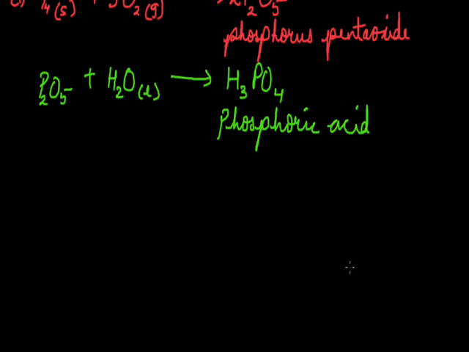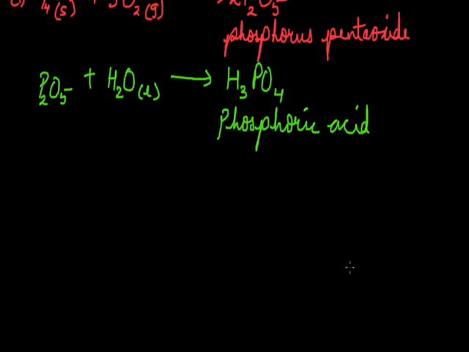As these oxides, when dissolved in water, form acids, and acid has the property of turning blue litmus red, we can say that these oxides themselves are acidic in nature. So these were some examples of how oxides, when dissolved in water, give acids. We can also say that these oxides are the anhydrides of these acids.